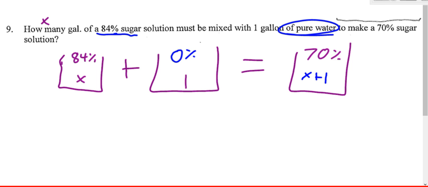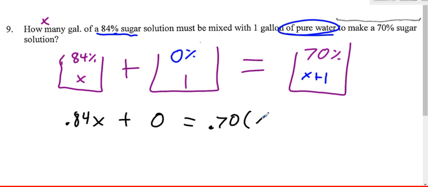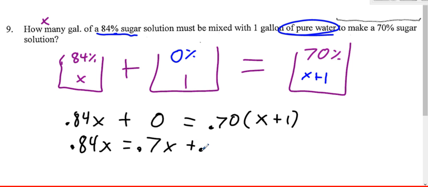So when you set up these boxes or buckets or canisters, multiply within the canister. So 84% times X is 0.84X. 0 times 1 is 0. 0.70 times X plus 1. You do need to distribute that. So distribute your 0.7 and then solve this out.